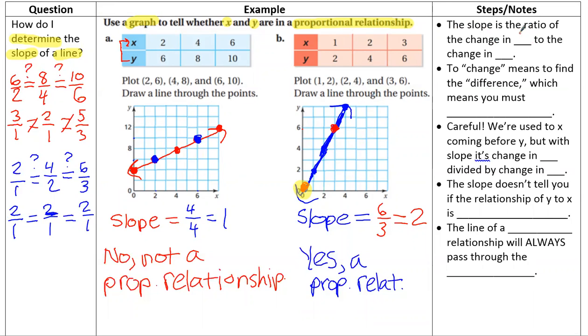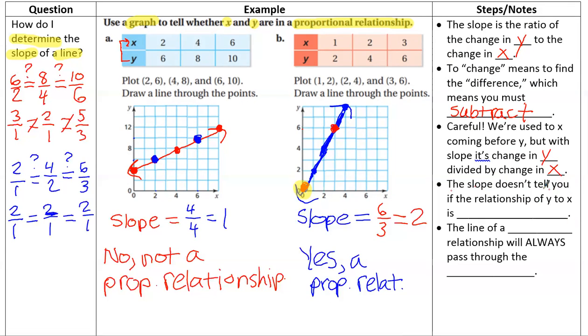Okay, the slope is the ratio of the change in y to the change in x. To change means to find the difference, which means that you must subtract. And you probably knew that we were subtracting when I would find the points on the axis. Just to go back to this example, 6 is the y value, 0 is the y value, 6 minus 0 is 6. So we subtract. Careful, we're used to x coming before y, but with slope, it's change in y divided by change in x.